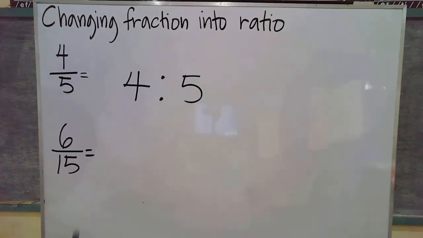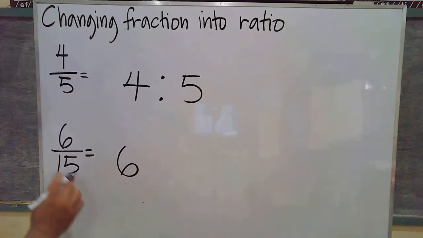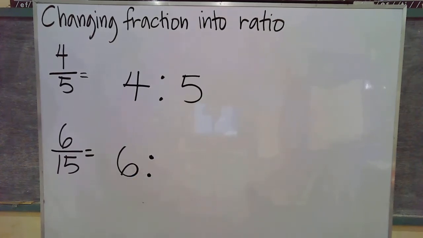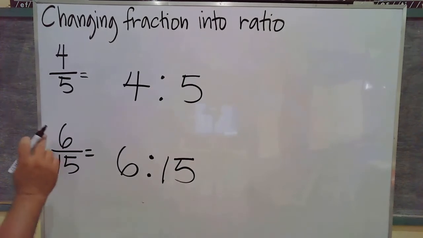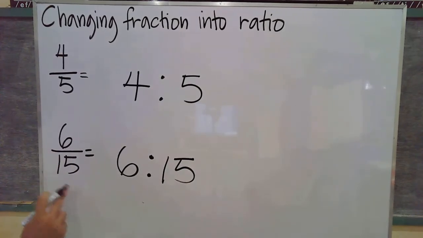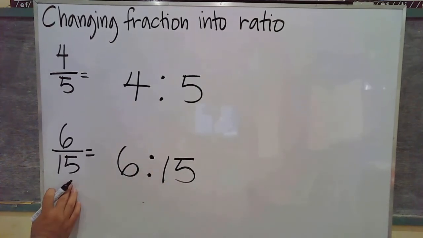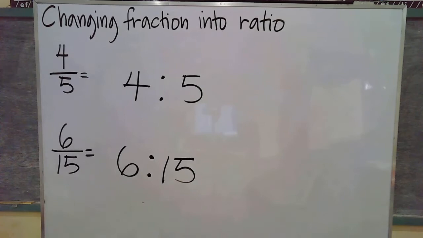Now here you have 6 over 15. You want to change this into a ratio. Let's copy the numerator 6, change the fractional bar into a ratio, and copy the denominator. So 6 over 15 becomes 6 is to 15, because we changed the fraction form of 6 over 15 to a ratio.